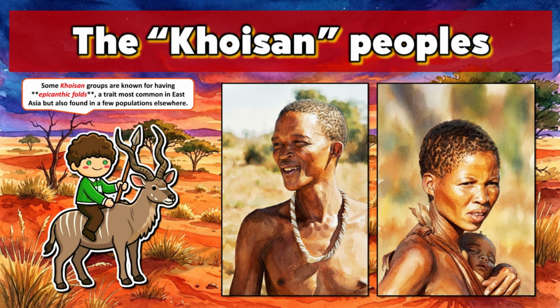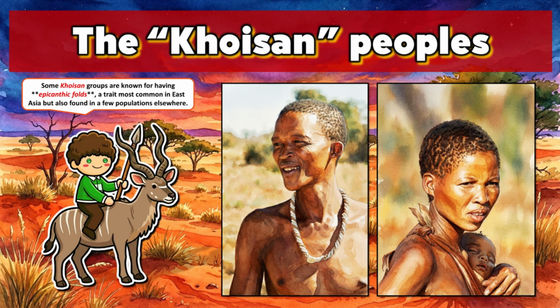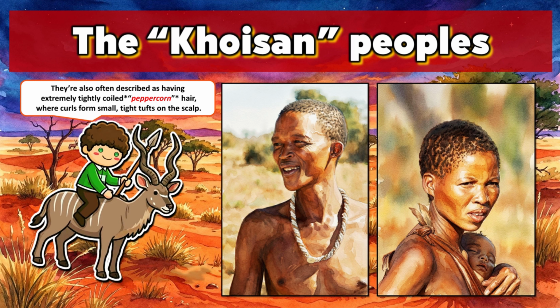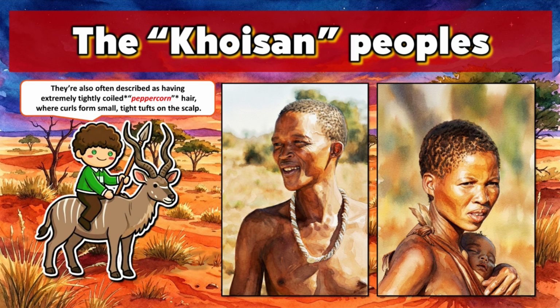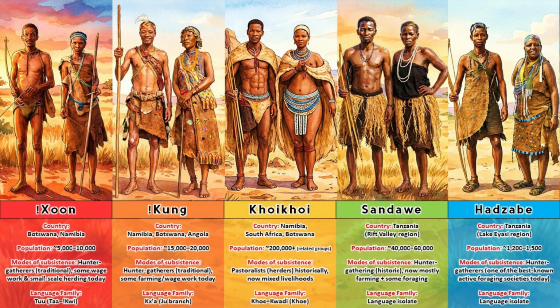Some Khoisan groups are known for having epicanthic folds, a trait most common in East Asia, but also found in a few populations elsewhere. They are also often described as having extremely tightly coiled or peppercorn hair, where curls form small, tight tufts on the scalp. So when you hear Khoisan languages, you're not just hearing unique sounds, you're hearing echoes of one of humanity's deepest histories. In the next part, we'll listen to 5 different click languages and explore the culture, lifestyle, and people behind each one, so stay tuned.